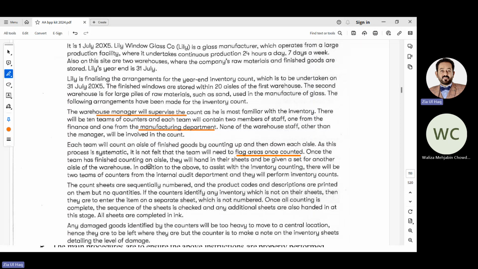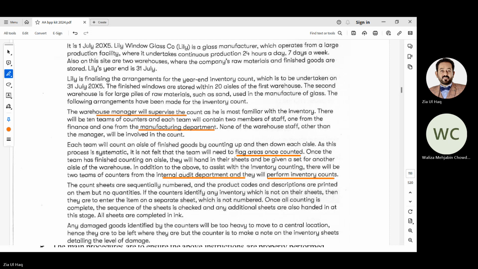Once the team has finished counting an aisle, they will hand in their sheets and be given a set for another aisle of the warehouse. In addition to the above, to assist with the inventory counting, there will be 2 teams of counters from the internal audit department, and they will perform inventory counts. Internal auditors have to observe whether controls during the inventory count have been followed properly or not. If they are also involved in the count, they will not be able to monitor the inventory count process.